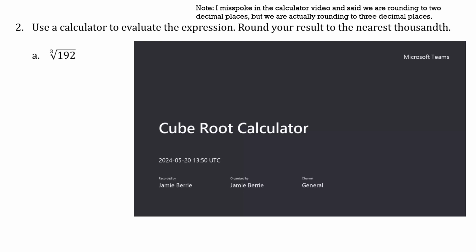I have a little screen recording here of me plugging this into the calculator, and you'll notice that I make a mistake in the video and I say that we're supposed to round to 2 decimal places, but we're actually supposed to round to 3 decimal places. So just keep that in mind as you watch the video.